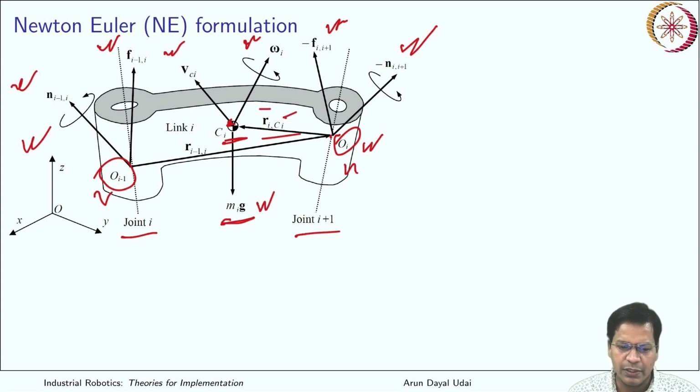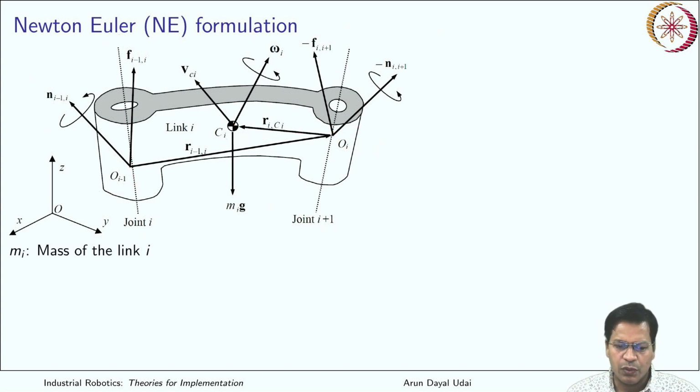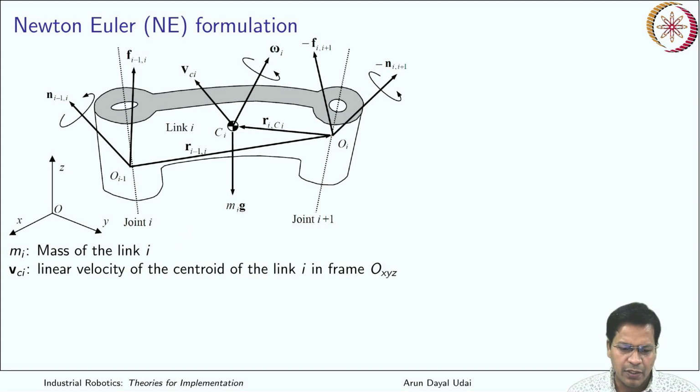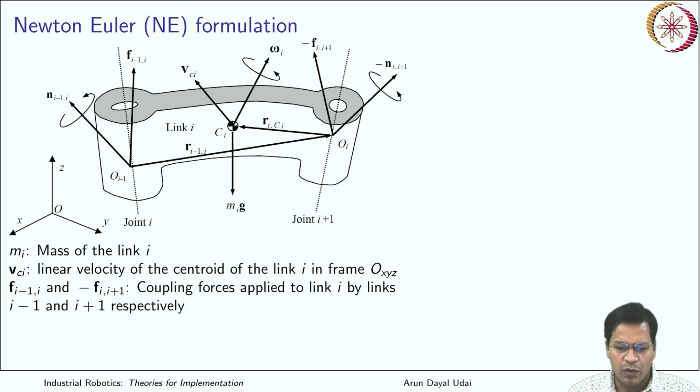So that is this, and again you have R_{i-1,i}. So what is that? It is a vector that connects this to this. Got it? So with this, all the parameters and symbols that I have used: M_i is the mass of the link, V_ci is the linear velocity of the centroid of the link i in frame OXYZ, that is with respect to this. Okay, and you have forces given by this force over here, force over here.